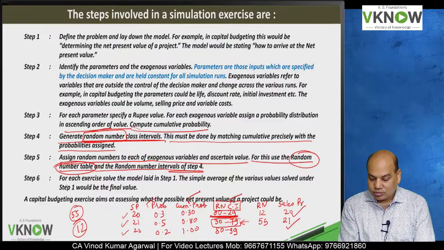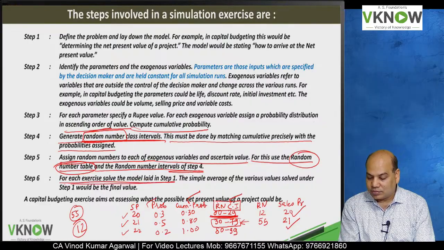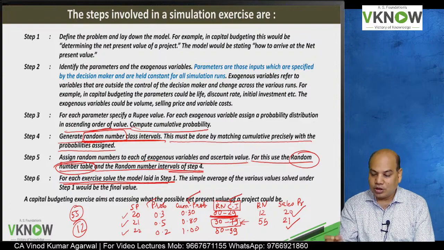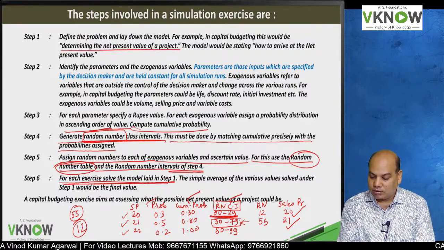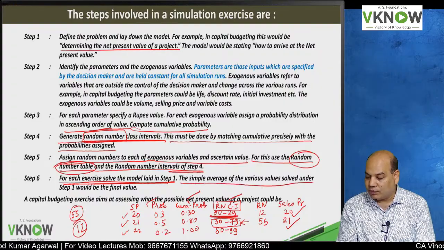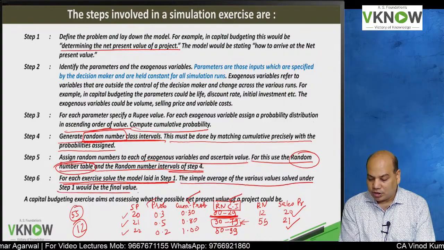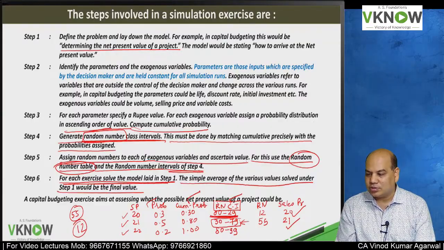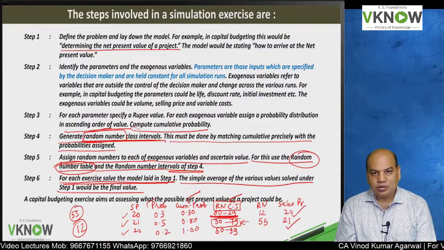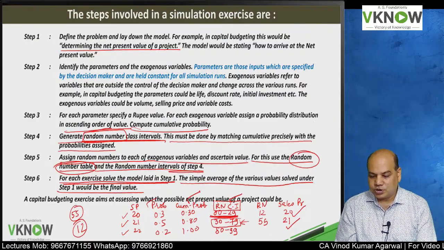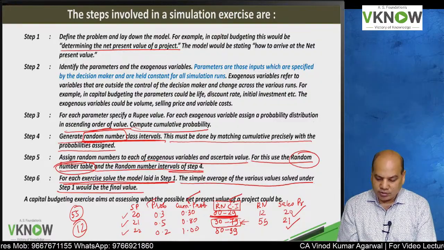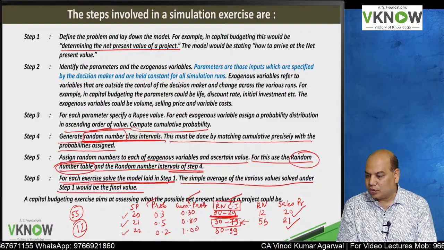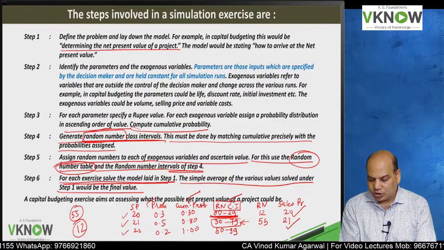You have to repeat this exercise for all the random numbers by putting the values in the NPV model. Simple average of various values solved under step 1 will be the final value. So suppose you do the experiment 100 times, take the average NPV. If that average NPV is positive, you will say accept the project. A capital budgeting exercise aims at assessing what the possible NPV of a project would be.